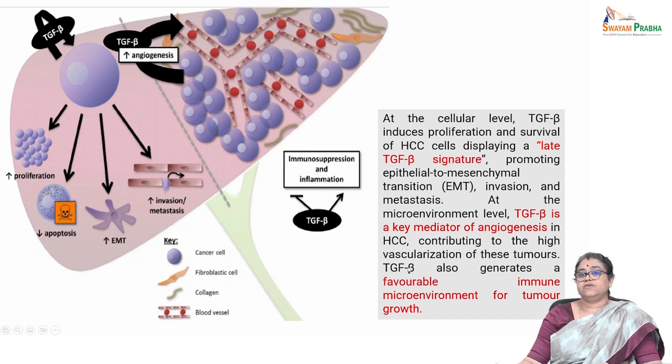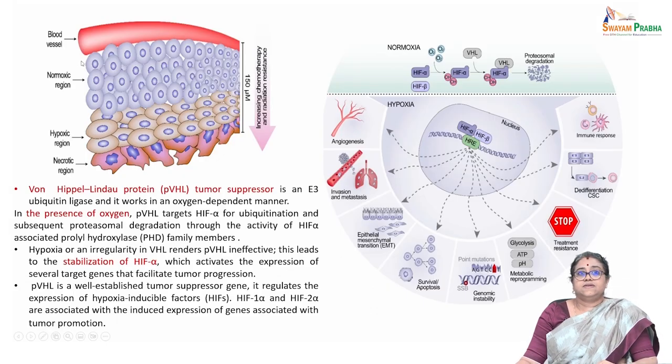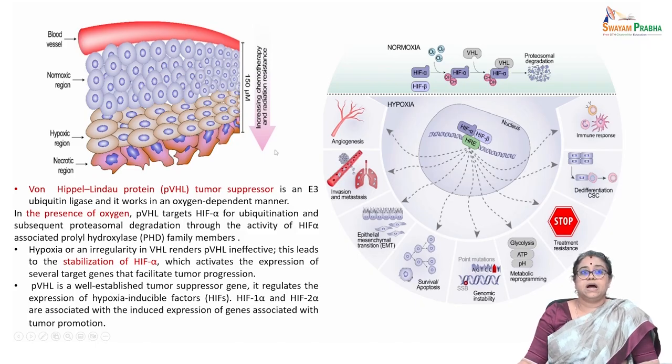So, TGF-beta also generates a favorable immune microenvironment for tumor growth. So, this is how an important growth factor of an ECM can promote tumor growth. So, this is another example of how TGF-beta and HIF-1-alpha come together. I have already mentioned HIF-1-alpha in the previous slide.